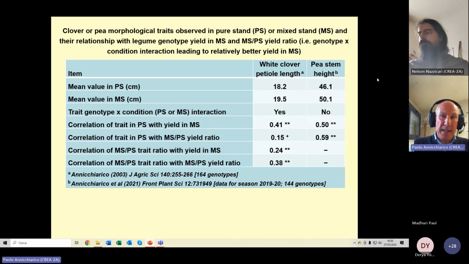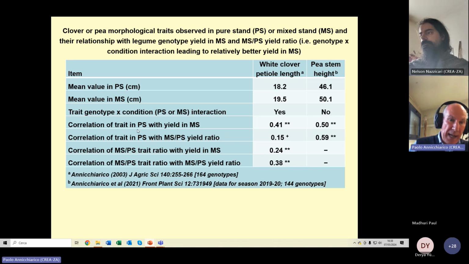And here you can see the numbers for a set of material, a pretty large number of genotypes, in both cases. So here you can see the mean value in pure stand and mixed stand of the 2 traits. In both cases, we have a taller canopy for white clover and pea. But when we consider genotype by condition interaction for the trait, we have it for clover petiole length, and we don't have it for pea stem height.